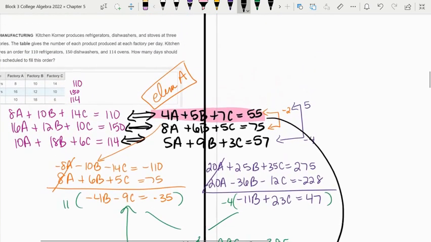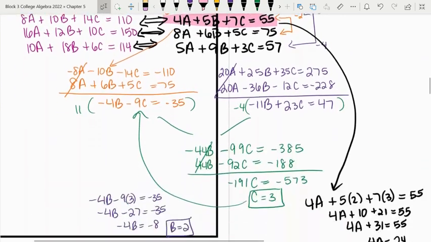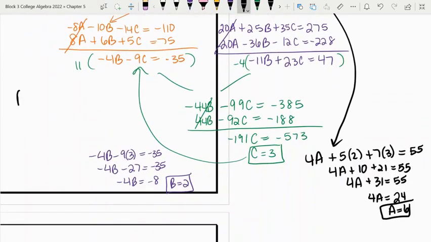So let's bounce up and see what that means. How many days at each plant? So you would say factory A needs 6 days. Factory B needs 2 days. And factory C needs 3 days.